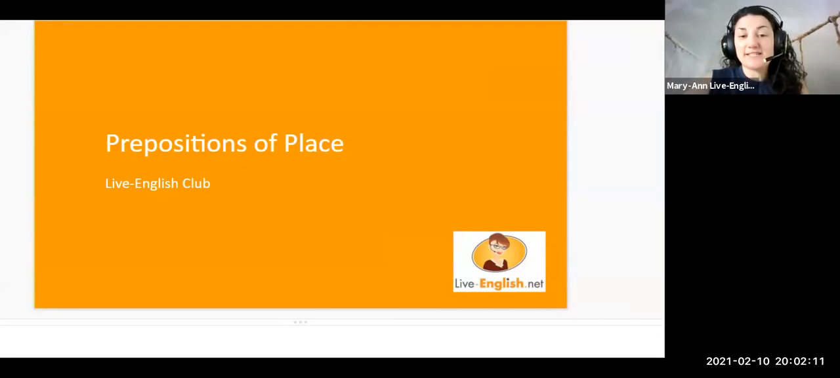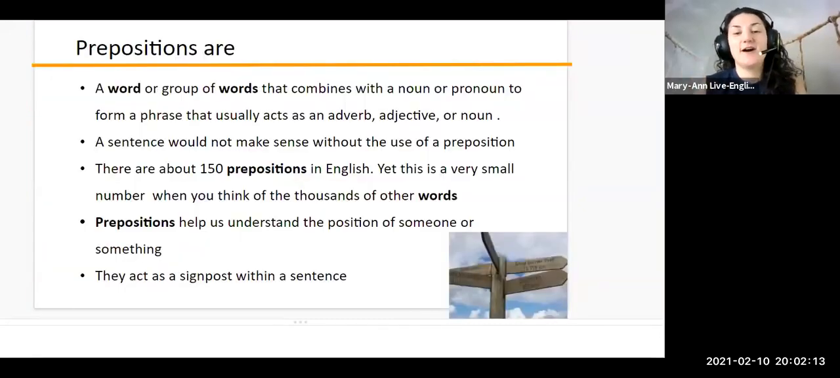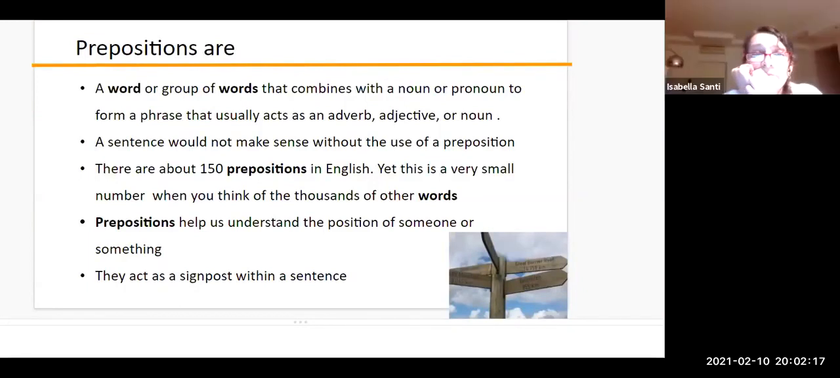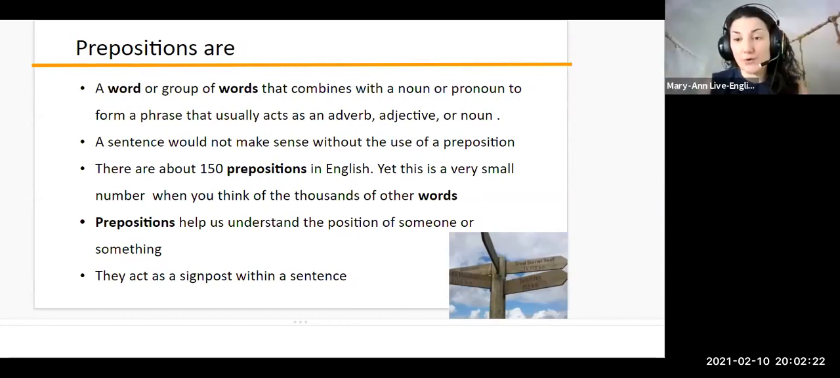Okay, so prepositions. As I mentioned, there are 150 prepositions. Okay, what is a preposition? A preposition is a word, or it can also be a group of words, for example, in front of, that combine with a noun or a pronoun to form a phrase. And this phrase is called a prepositional phrase.